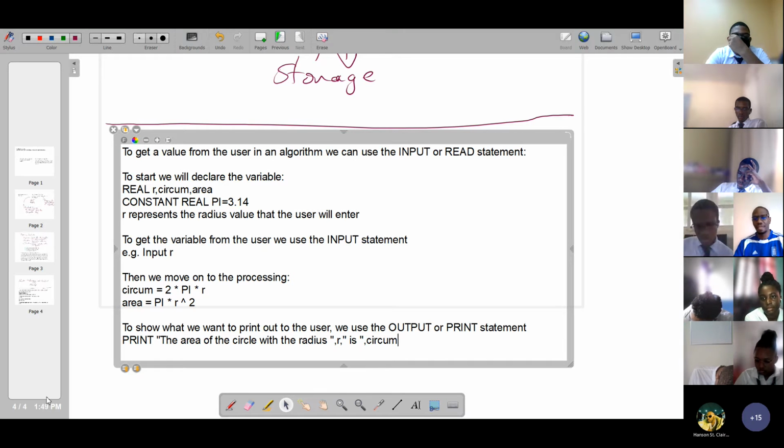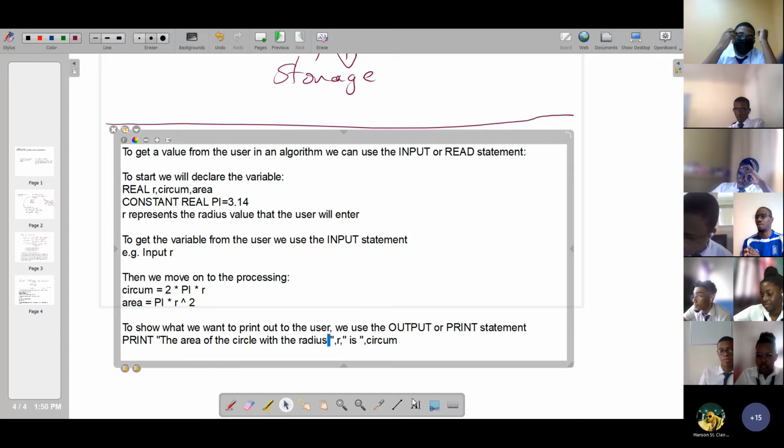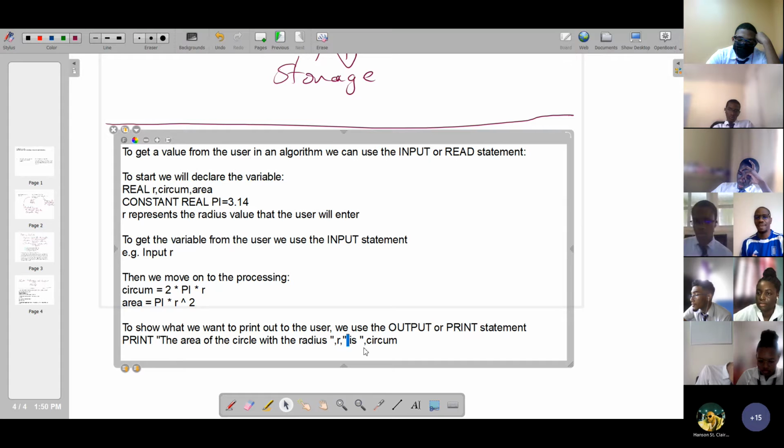Now notice that after the word radius, I have a space, and I want that space to print out. Because if I don't have that space, the value for R is going to print right next to the word radius. I have a space before the word is. Why? Because I need that space to print out. I don't want the word is directly following the value of R. So if R was 5, I don't want to print out the area of the circle with radius 5 is, and leave out my spaces.